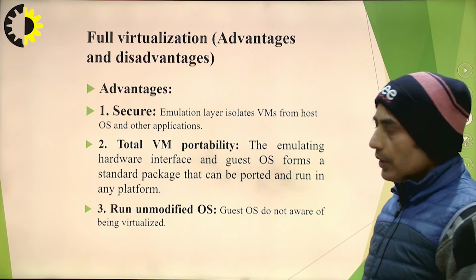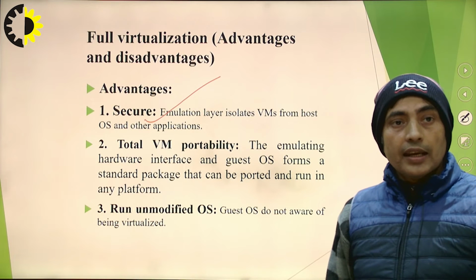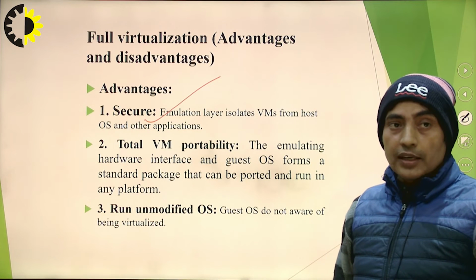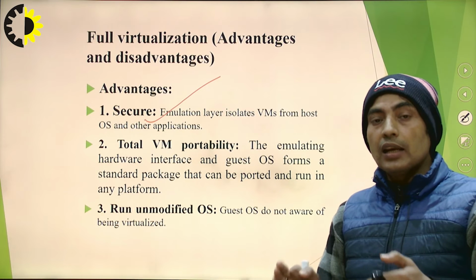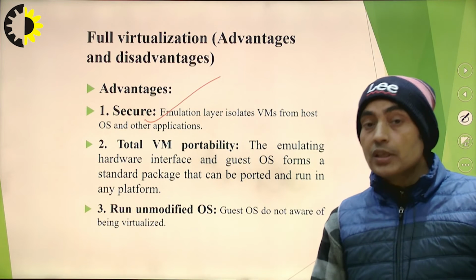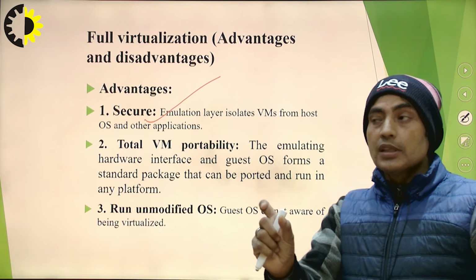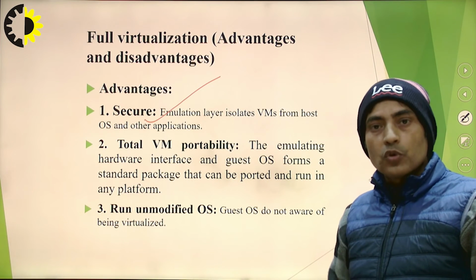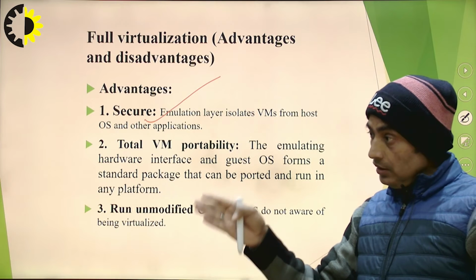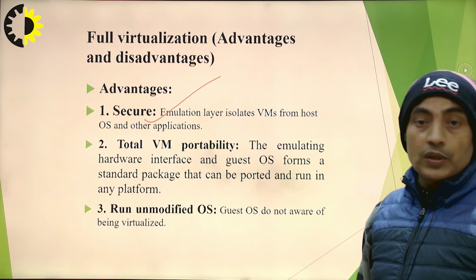Full virtualization, let us see the advantages and disadvantages. When we talk about the advantages, certainly this is secure. Secure means the emulation layer isolates VMs from the host operating system and other applications. That means all the virtual machines run in isolation. What does it mean? If there is any problem in one virtual machine, that cannot affect other virtual machines. Suppose one virtual machine is infected by some virus, worm, or Trojan horse, that cannot affect other virtual machines running side by side on top of the virtualization layer. This is the beauty of this particular full virtualization technique.